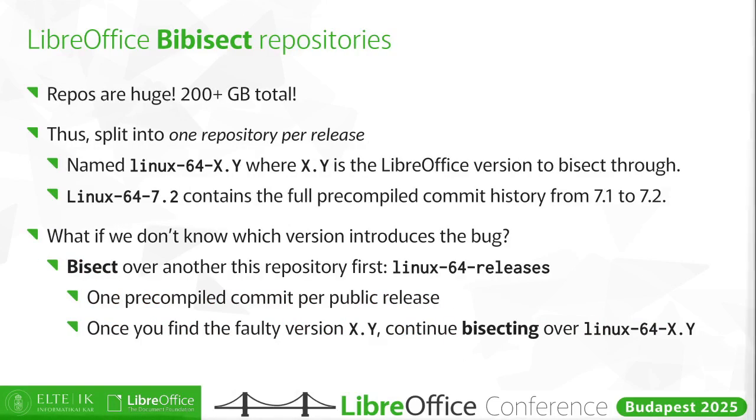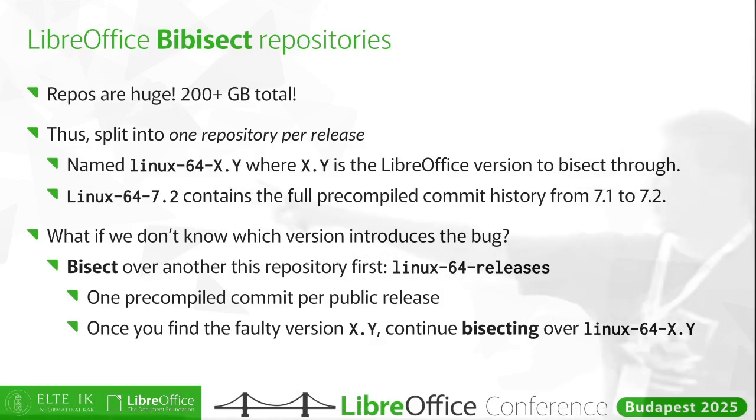Now, one caveat. LibreOffice Bibisect repositories are huge. We're dealing with binaries here. The total amount of space taken by, if we had, one full repository, would be over 200 gigabytes. In my computer, it's about 240. So it can take resources from the servers. It can take a very good while to download. So what the QA team has done is to split them into versions. And this is a very specific caveat of LibreOffice's Bibisect.